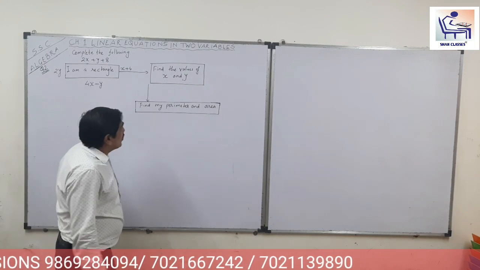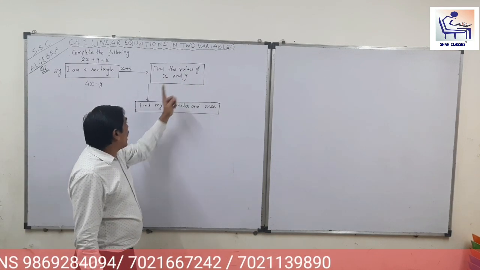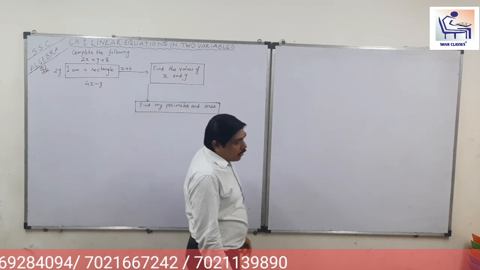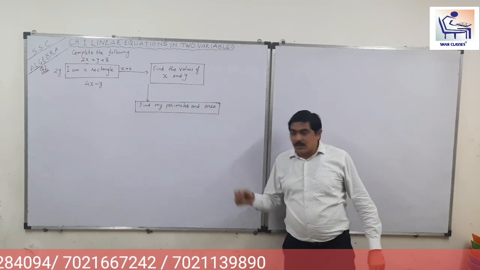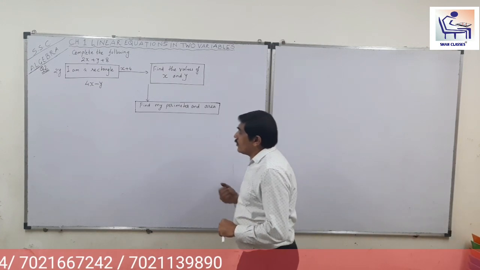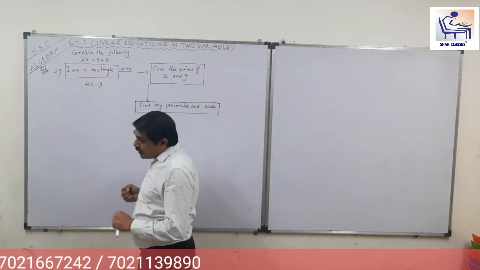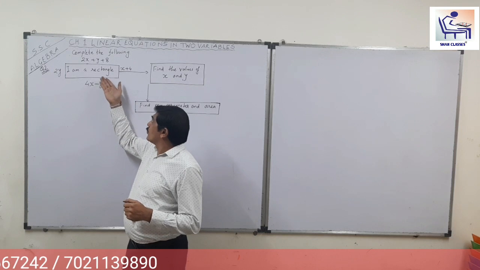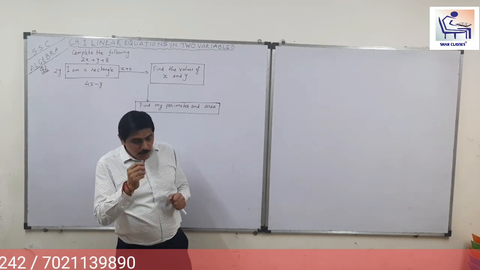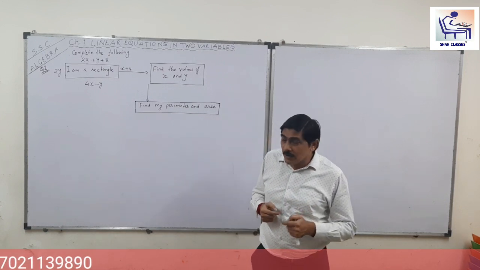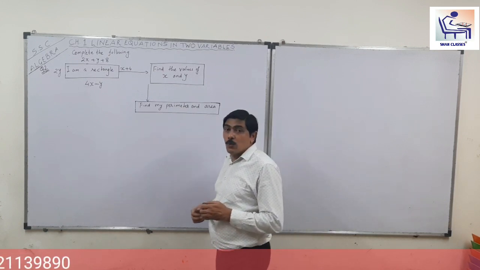So here you have to find out the value of x, y, perimeter of rectangle and area of rectangle. Now we will start the sum. Here you know the property. Some properties you have to remember. So the property of rectangle is what? Opposite sides of rectangle are equal.